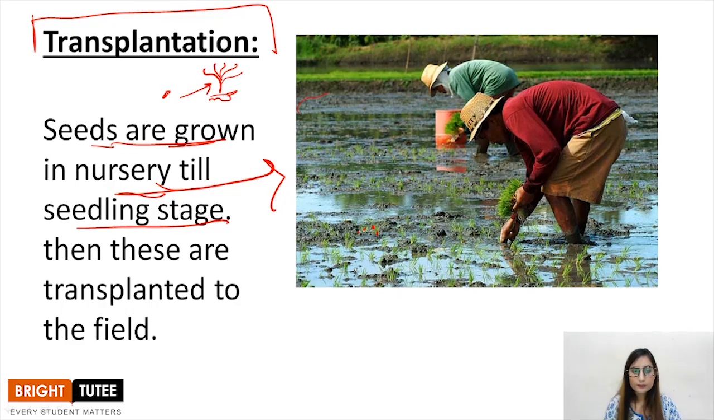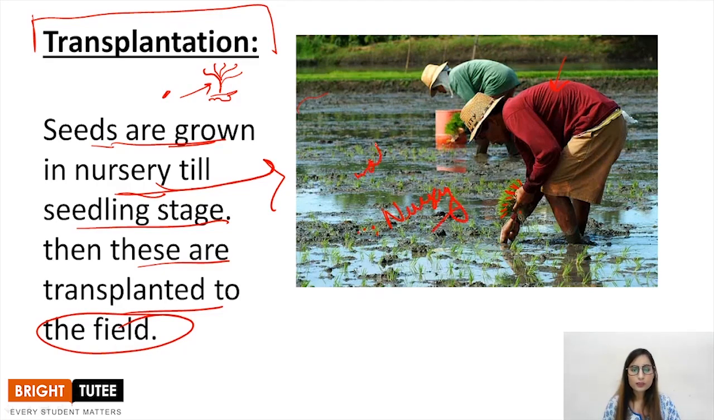After the seed becomes a seedling, these are transplanted to the major field, where they have to grow. As you can see, this person is picking up the seedlings, right? These are the small plants and these will be grown in the field now, right? This was the nursery.